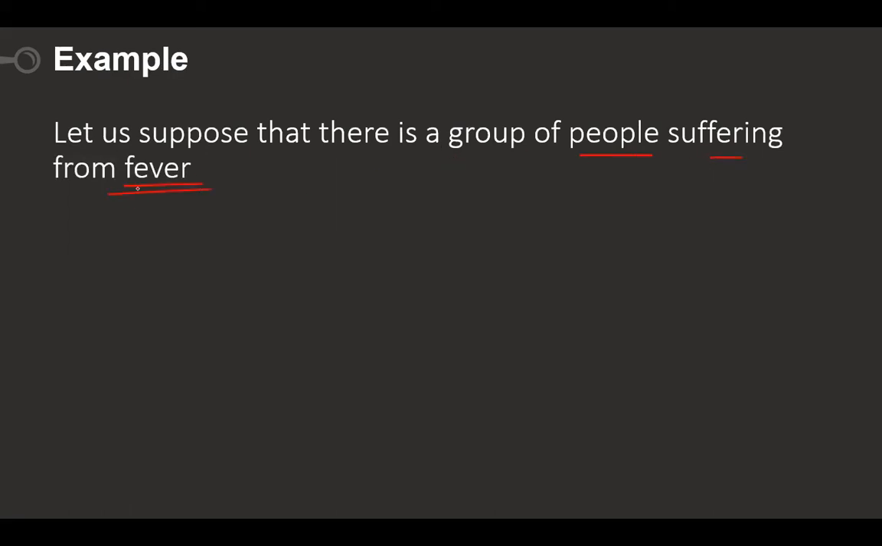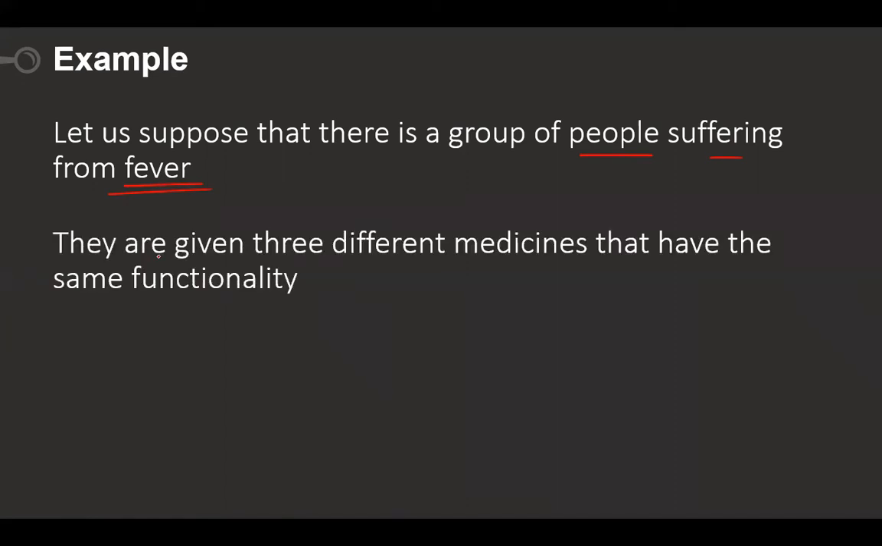I have taken a very simple example here. A group of people who are suffering. So I'm using three types of medicines here. Okay, I'm using three different medicines: medicine A, medicine B, and medicine C. I will take some values.